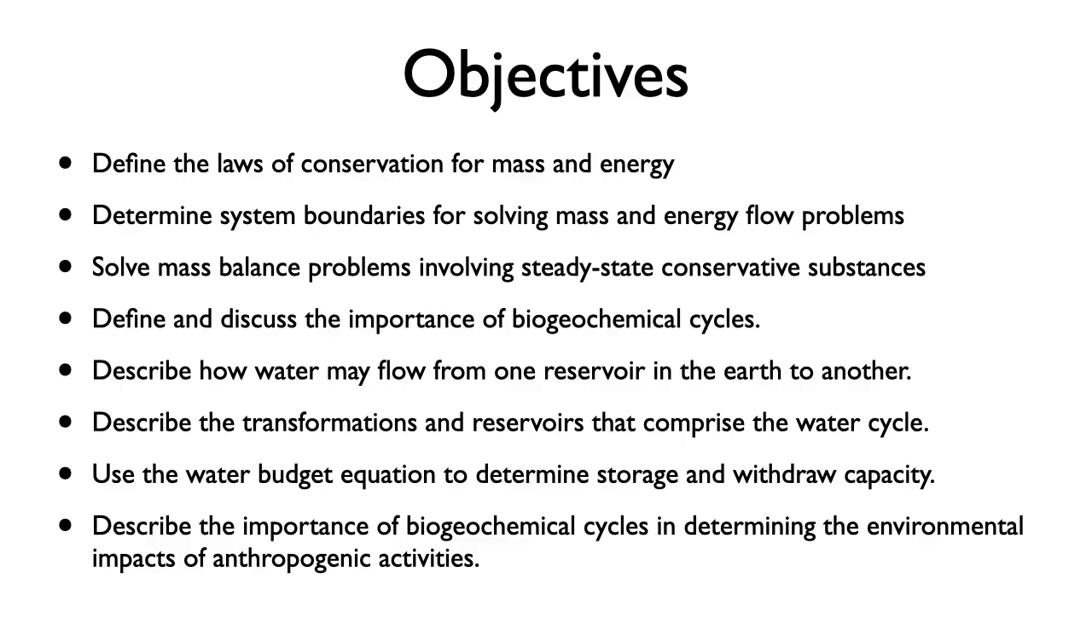So what we want to do in this chapter is begin to use the laws of conservation for mass and energy, which we developed in Chapter 2, to describe how materials flow from one repository to another, from one phase, solid phase to liquid phase to gas phase, to another. In order to do this, we need to define system boundaries and be able to solve mass balance problems, accounting for the mass that moves between these places.